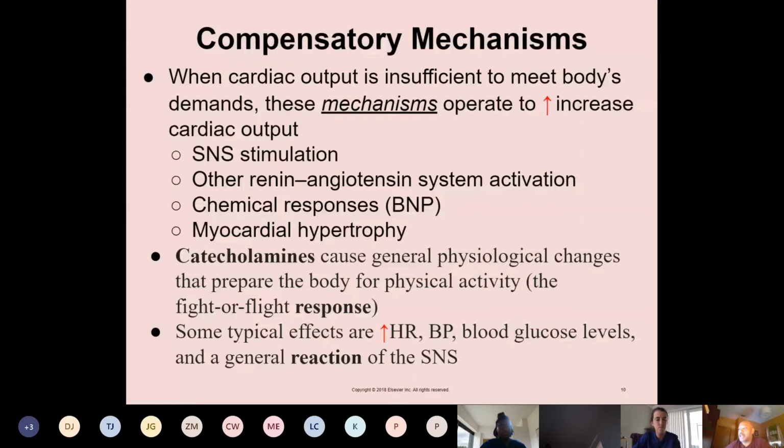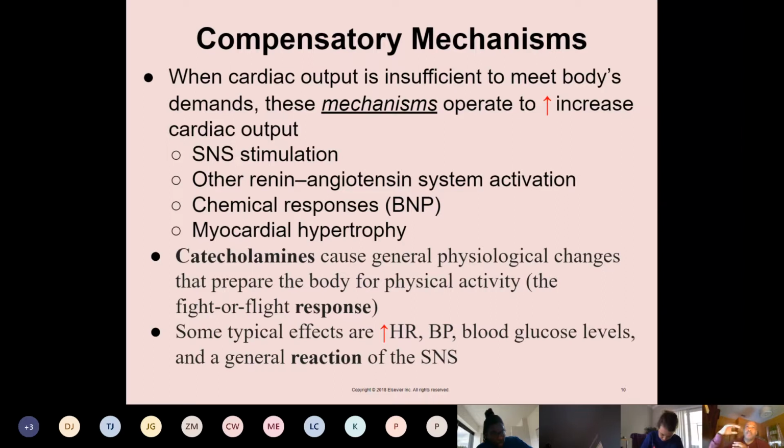Now let's get to this other one. This is myocardial hypertrophy. And this is an enlargement of the myocardium with or without the ventricular chambers dilating. And again, this is another compensatory mechanism. So what happens here, the walls of the heart thicken in order to create more cardiac mass.